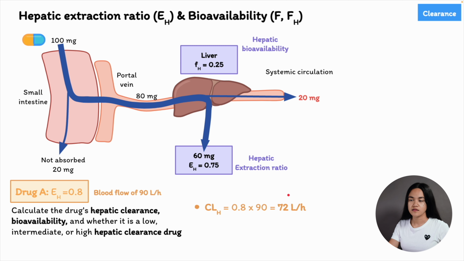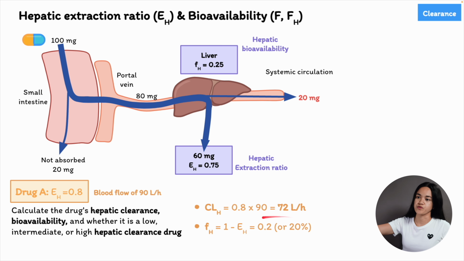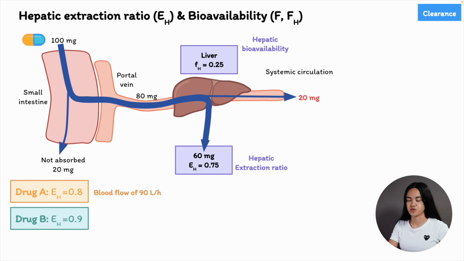And then to calculate the bioavailability, we said it was related to the hepatic extraction ratio. If we have a hepatic extraction ratio of 80%, that means that only 20% of the drug is going to go through. Okay, so we're going to have a hepatic bioavailability of 0.2 or 20%. And that's quite a high hepatic clearance, which means not much drug goes through the liver and it has a high hepatic extraction ratio.